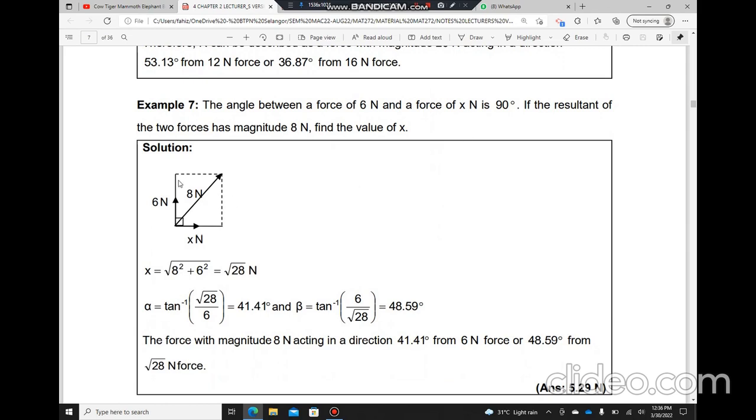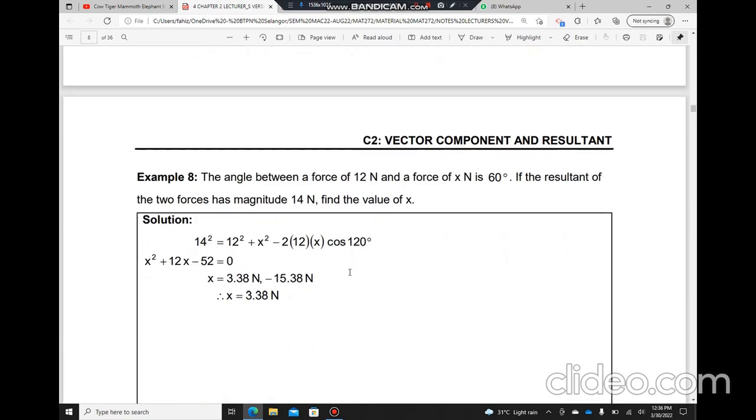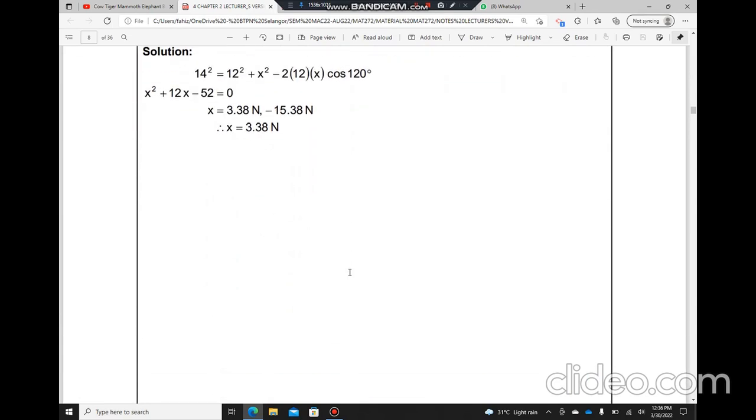Okay, example 7 pun sama, dia bagi 8, dia bagi 6 cuma disuruh cari X. Dia dah bagi resultant dengan one of the force, so you need to find another force. Okay, find the value of X and then cari alpha and beta. Okay, same with example 8. Okay, example 8 pun sama.